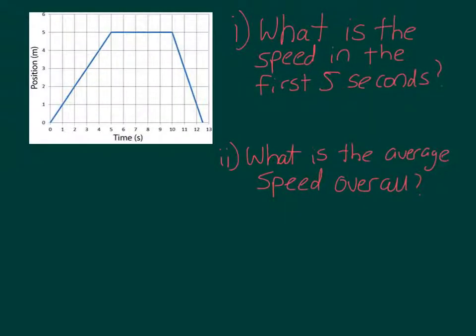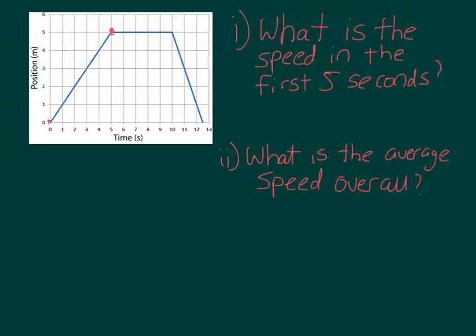Okay, so let's try these two questions. What is the speed in the first 5 seconds and what is the average speed overall? So the speed in the first 5 seconds, that's not too difficult. So let's look at our graph. The first 5 seconds means from time is 0 here until time is 5, which happens here. Okay, now you can see that there's a straight line joining that.